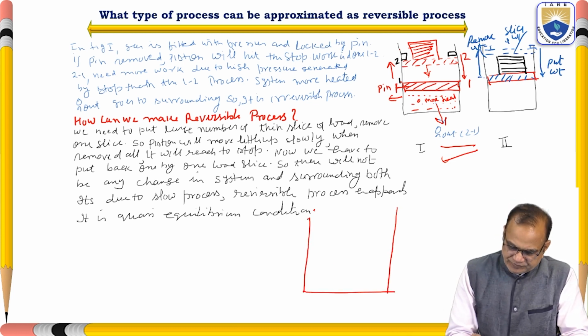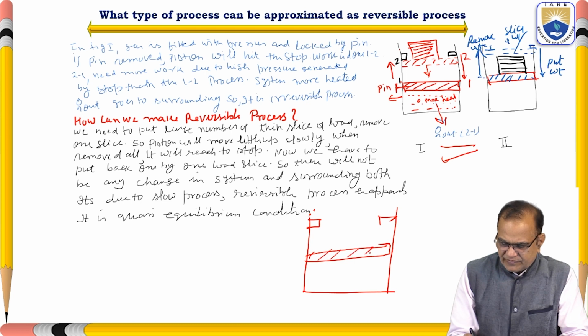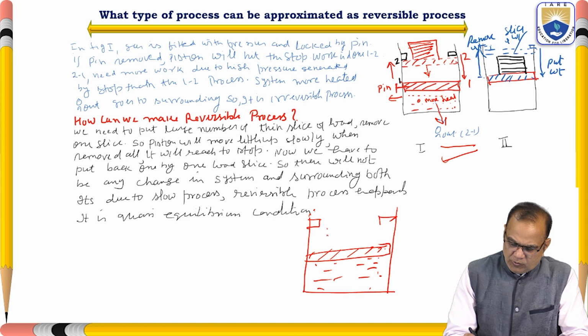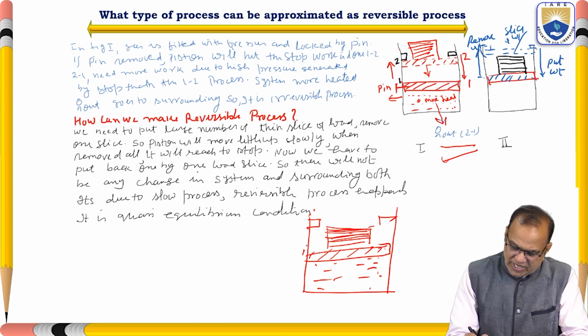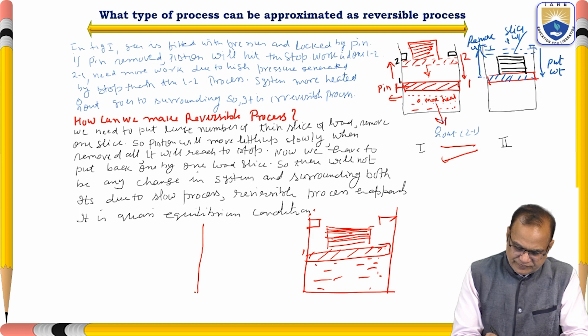So we have the stop here. You have one piston here. Here is the gas. You put some weight in very small slices. So many slices are here. You remove one, it will move here. You remove another, and it is moving like this.